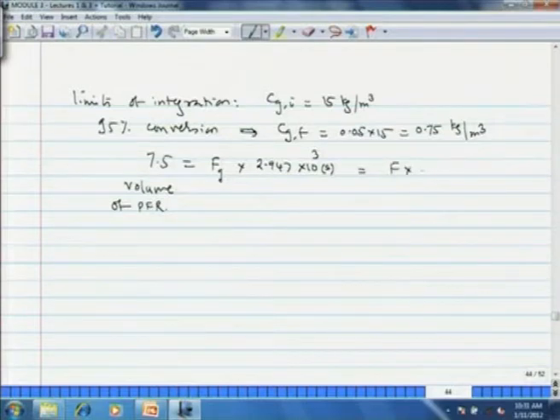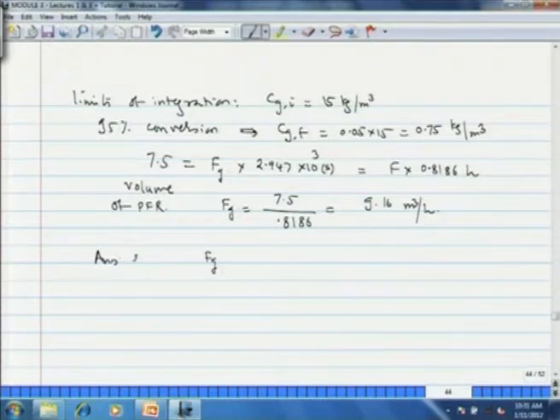So F into 0.8186 hours, and Fg then becomes 7.5 divided by 0.8186, or 9.16 meter cube per hour. So the answer to the second question, the flow rate of glucose in a PFR, is 9.16 meter cube per hour.